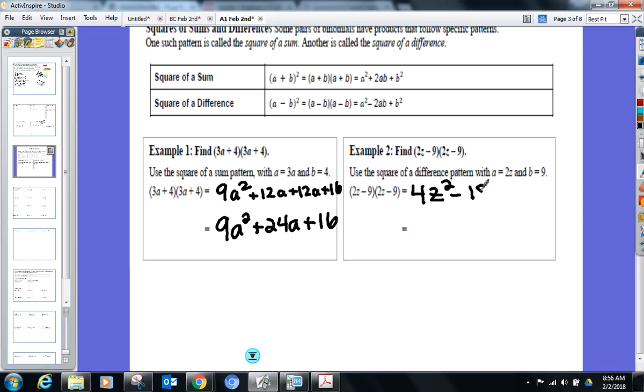So minus 18z. And then right away, I know because I'm multiplying it by itself, what's going to be the two middle terms? Negative 18z. And then what's my last term then? Negative 9 times negative 9, 81. I'm showing you guys this now because I wouldn't be surprised if some of you start doing this in your head now instead of writing it down.